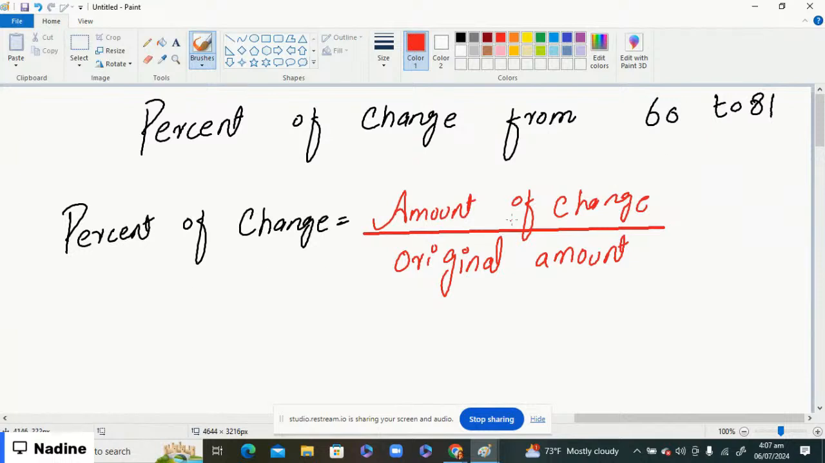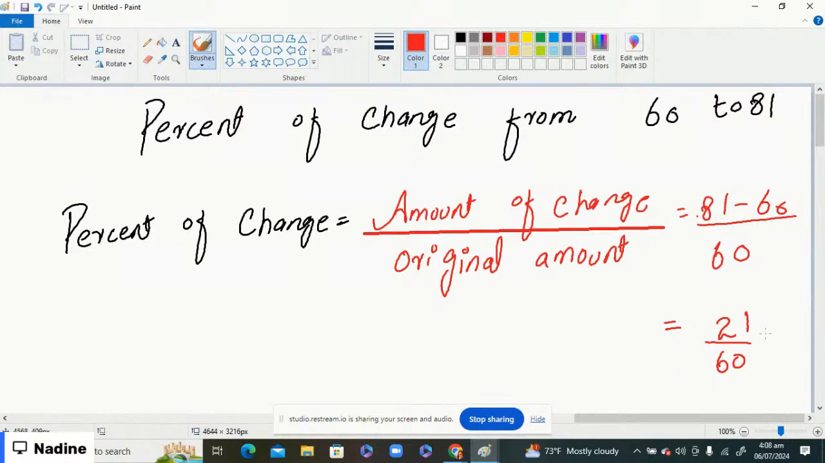So how to find the amount of change? The amount of change can be found by 81 minus 60. Okay, greatest to lowest. So 81 minus 60, this is the amount of change. And what is the original amount? This is 60. Okay. So 81 minus 60, what's the answer? That is 21 over 60.